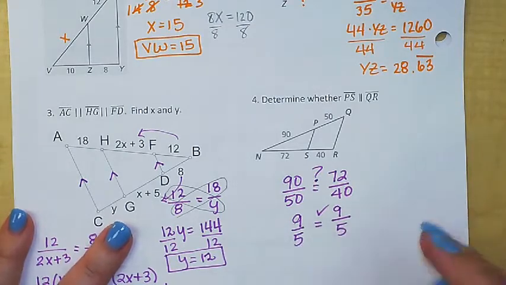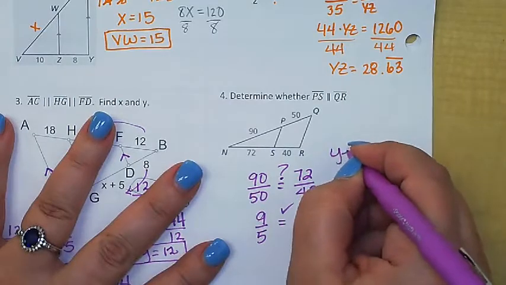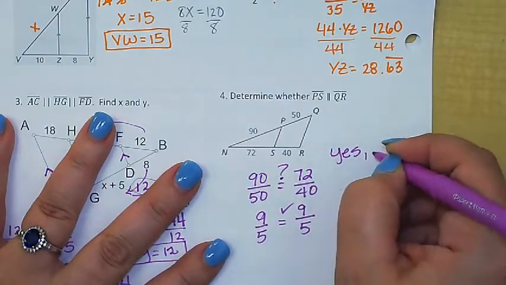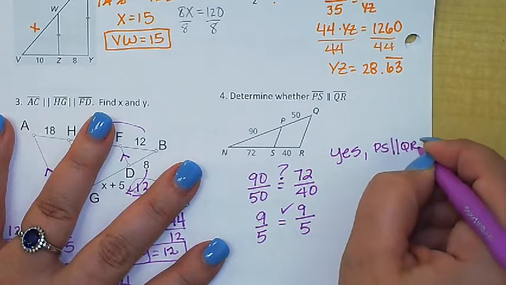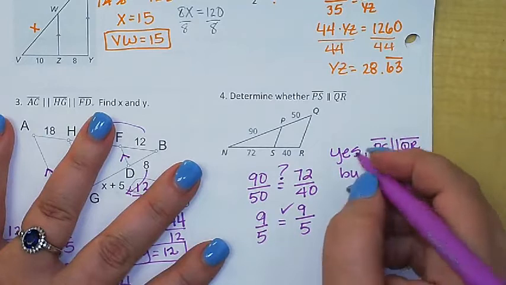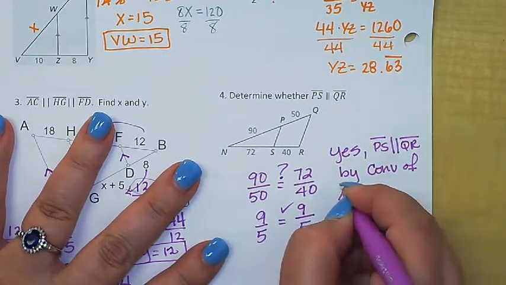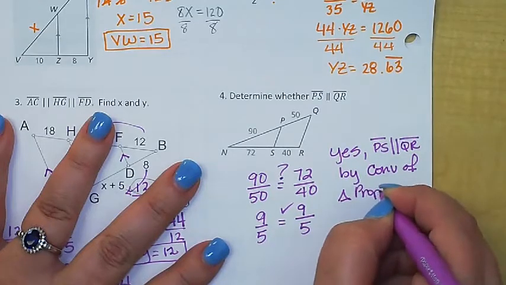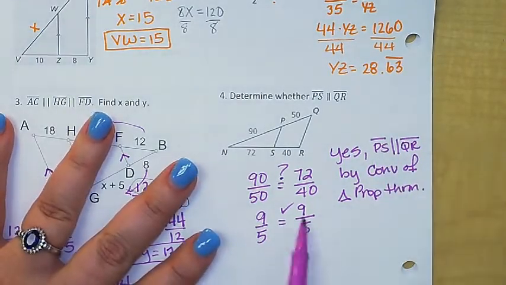These are proportional. And since those segments are proportional, then I conclude that yes, PS is parallel to QR by the converse of the triangle proportionality theorem. Okay? The answer is yes, and that's because we could prove those.